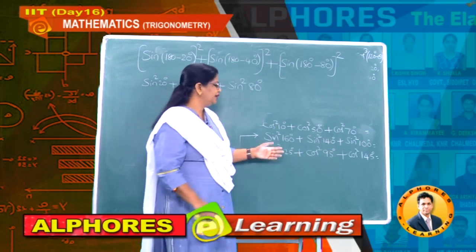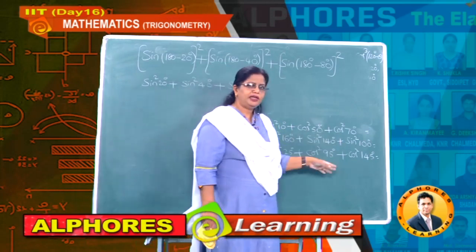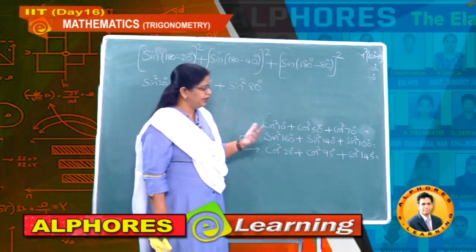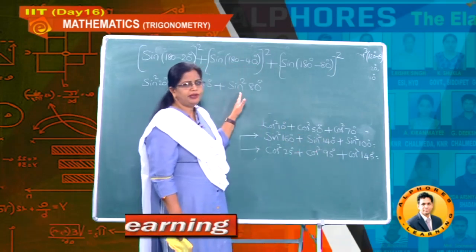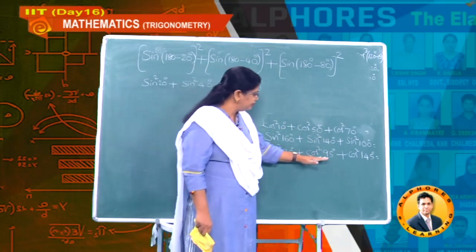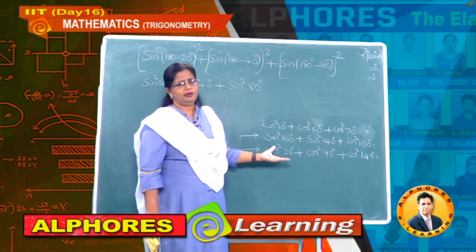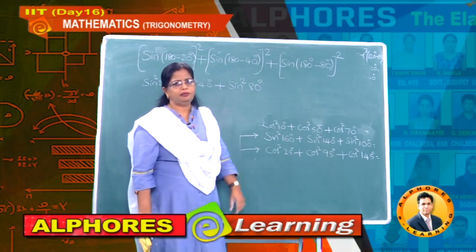So however the angles are given, by just the first observation you may not get it. Later if you reduce in acute angles, or if you use 120 plus, 120 minus, you may get again the known result, that is nothing but 3 by 2.